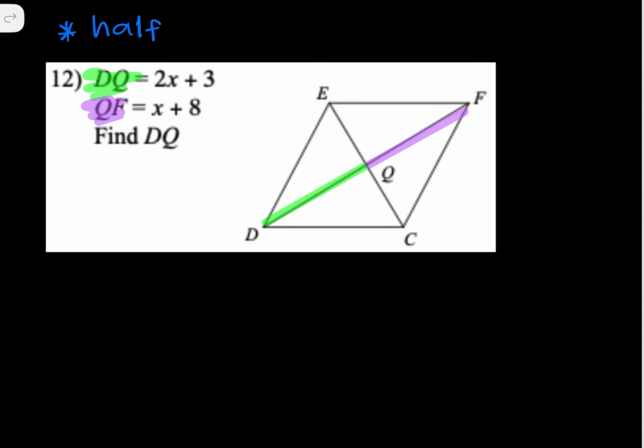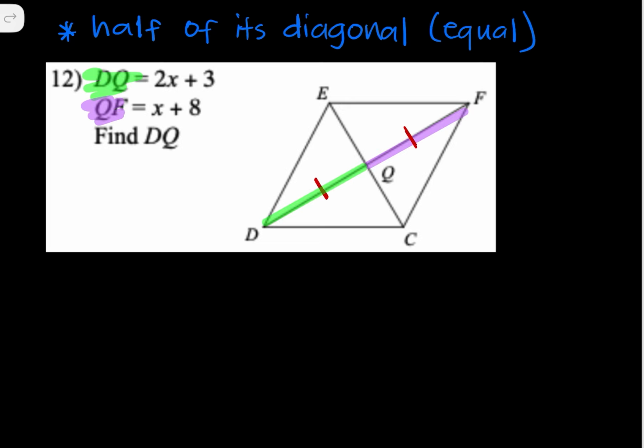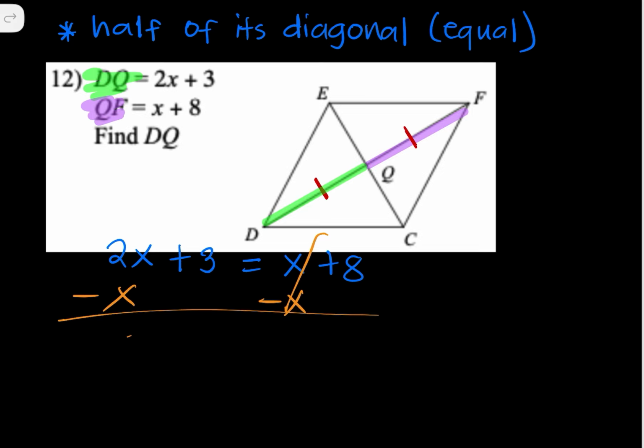So that means we are given here half of its diagonal. Remember, the halves of a diagonal of a parallelogram are going to be equal to each other. So therefore, knowing that they are halves of the same diagonal, we can set up our equation as 2x plus 3 equals x plus 8. Let's go ahead and isolate x. So we'll have 2x plus 3 equals x plus 8.